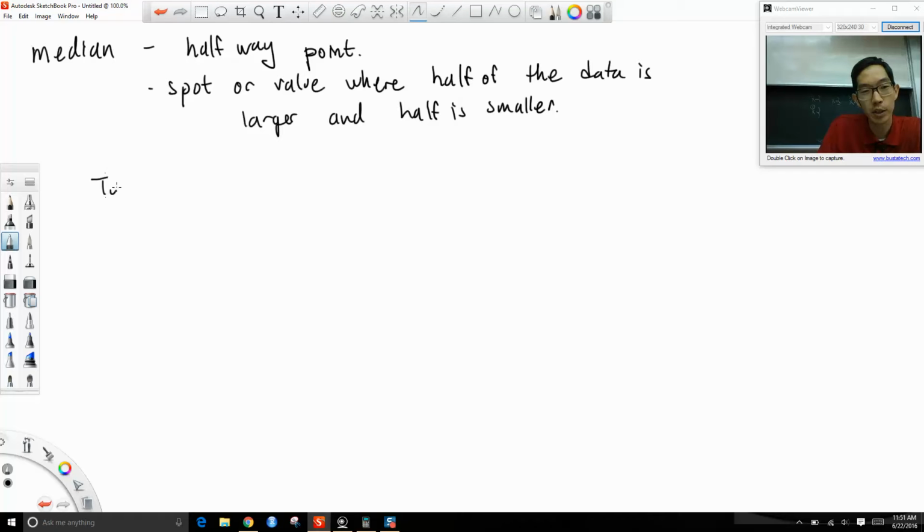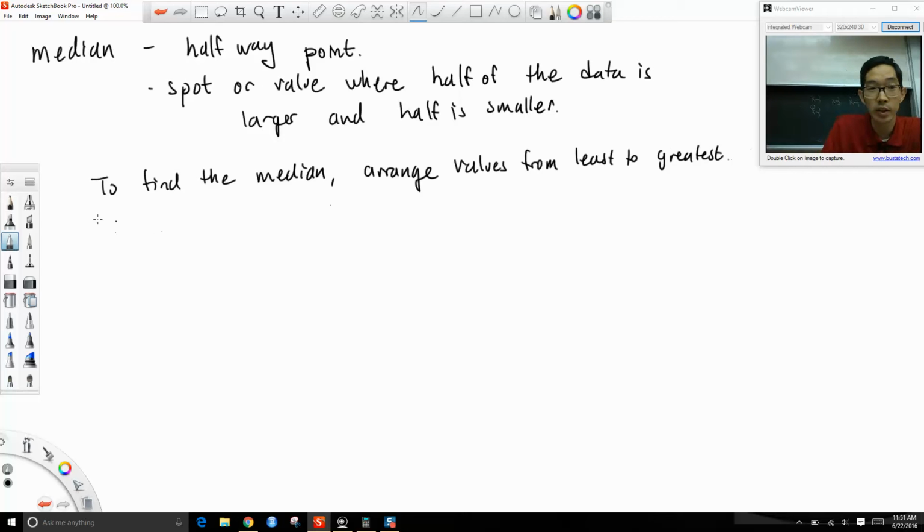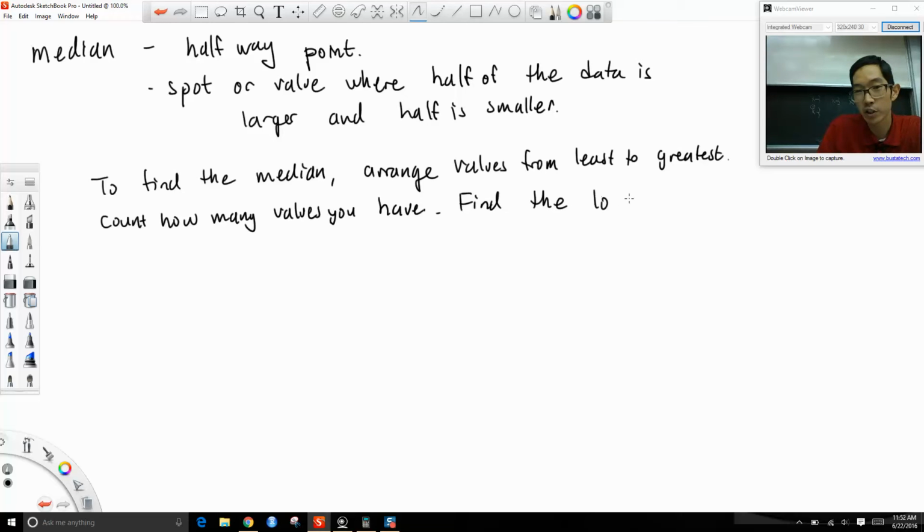So to find the median, arrange your values from least to greatest. Okay, and then count how many values you have. Then find the location where n over 2 values, half of the values, will be smaller than the median.